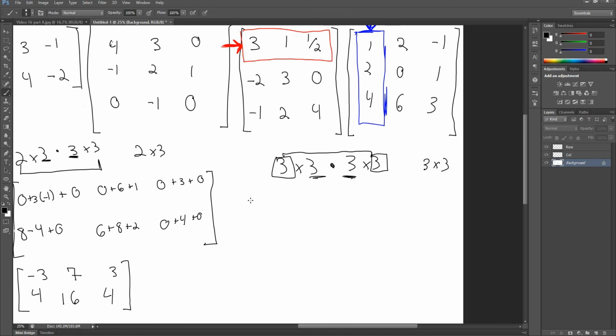So I'm going to again start with row 1, column 1. So I'm going to have 3 times 1 is 3. I'm going to have 1 times 2 is plus 2. And a half times 4 is plus 2. I can then shift my column.